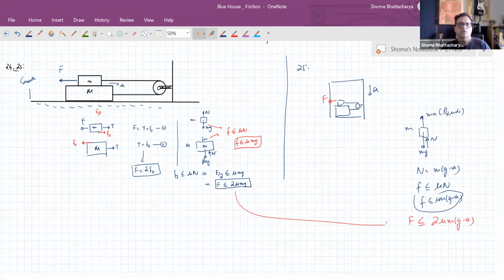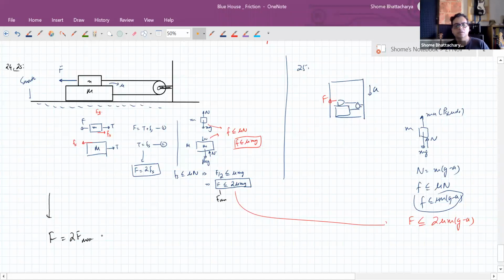Now in this one only, if F is equal to double of this F max, that means it is 4 times mu mg, then slipping will occur. So if slipping occurs, how will this move? Like this. And the lower block will be moving like this.